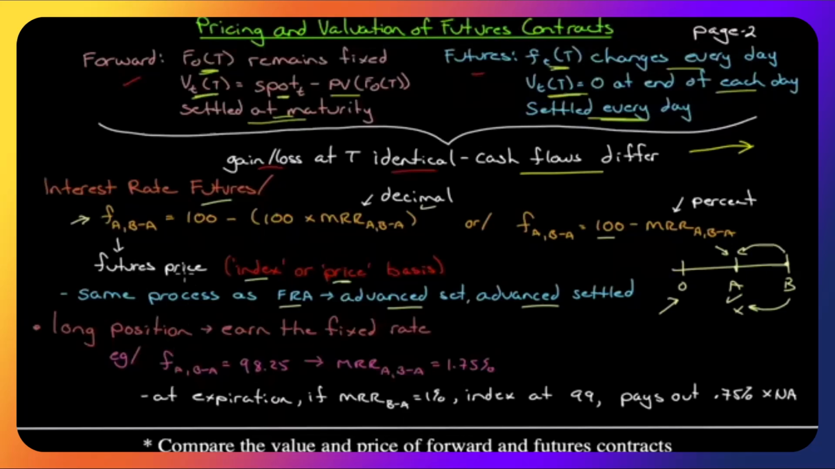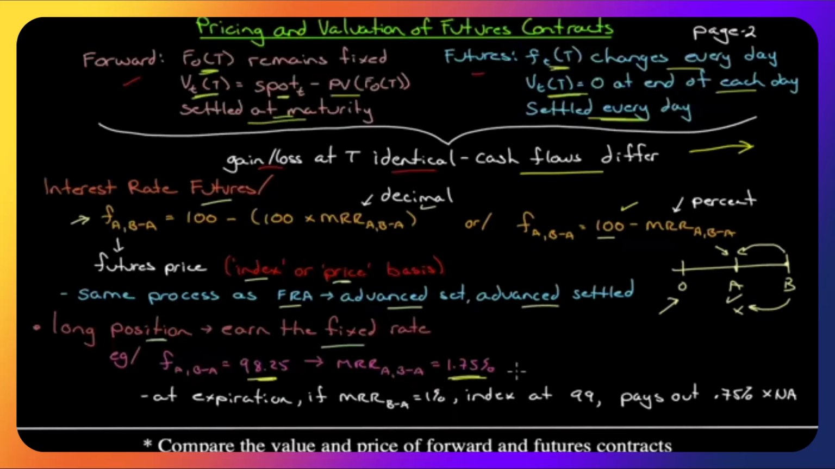So let's just understand the interest rate futures contract a little bit more. If you take a long position in this, you will earn the fixed rate. So let's see if we can allow you to see that in your head. Let's say the index is at a level of 98.25, and if we're going to use this formulation over here, that would mean that the interest rate is 1.75. So it's 100 minus the interest rate expressed as a percent. If the index is at 98.25, the interest rate must be 1.75.